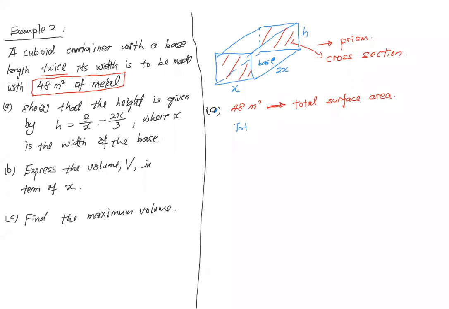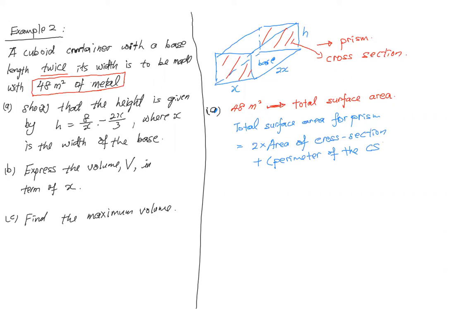So this is a formula all of us have to know. Is it given in the formula sheet that I give you? No, it's not. Okay. Total surface area for prism, only for prism, is twice the area of the cross section, so you don't have to go and count every surface, plus the perimeter of the cross section, I just write CS, times by the length.